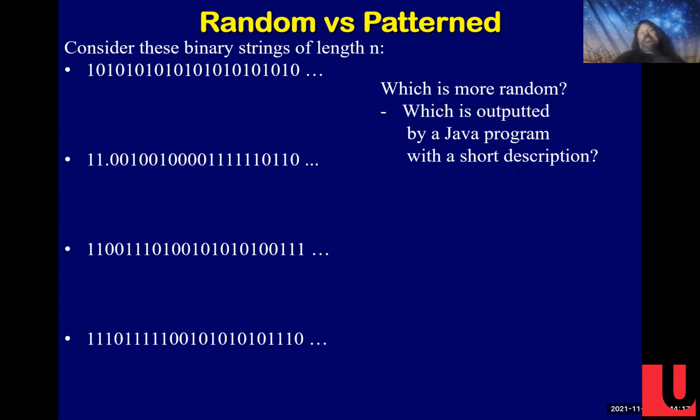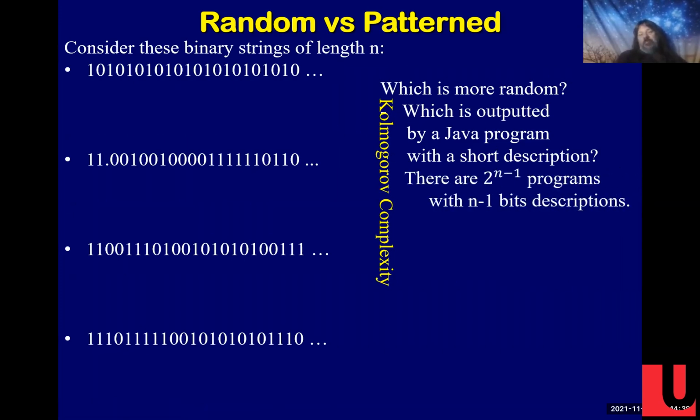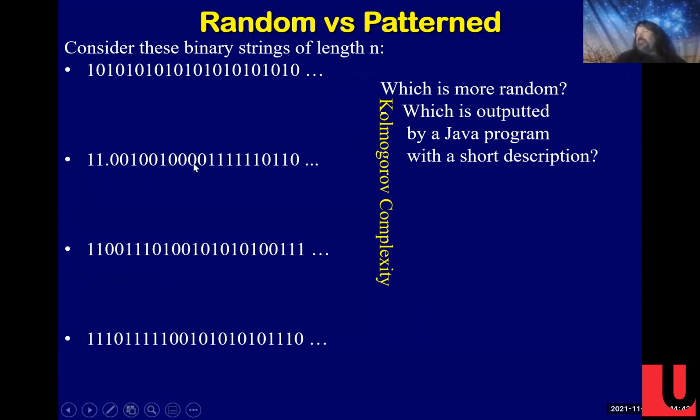We're going to describe the complexity of the string as the length of the shortest Java program that outputs it. And that's called Kolmogorov complexity. This guy was some Russian, that's why he has a name that sounds like that. Does that make sense? People get this definition here? All right.